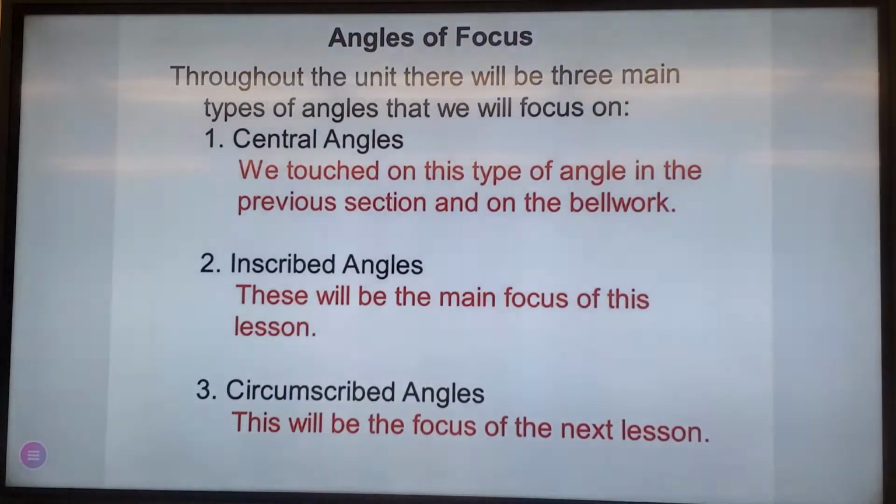Things to pay attention to here. Again, this is just kind of a futuristic thing and kind of a review all at the same time. Throughout this unit, there are 3 main types of angles. We're going to talk about central angles, which again we just recapped on. Inscribed angles, which are what we're going to do now. And then circumscribed angles, which will be the next video. Okay, that's the next lesson.